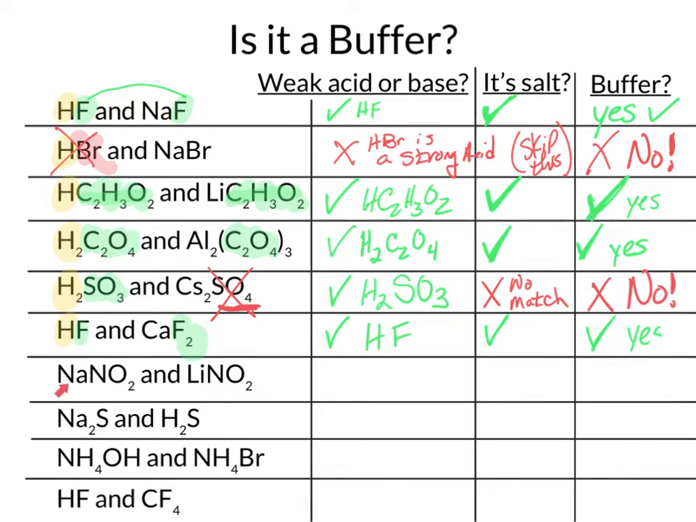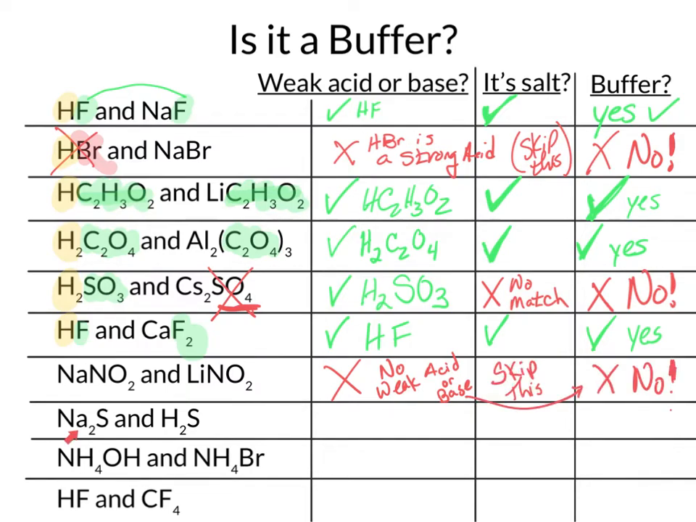Let's try NaNO2 and LiNO2. The first step, do we have a weak acid or weak base present? Well, we have the NaNO2, not an acid or a base, and we have LiNO2, which is not an acid or a base. So it doesn't matter if it's weak or not because there is no acid or base present. That immediately tells us this is not a buffer.